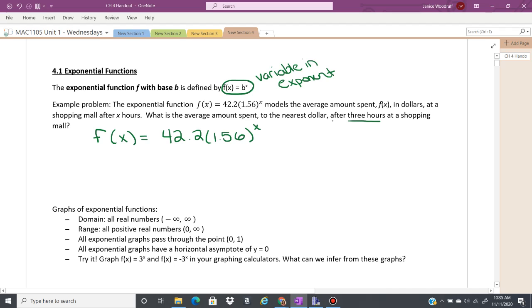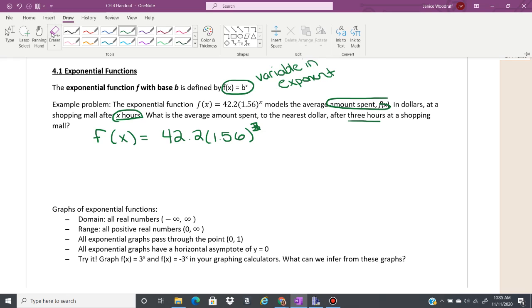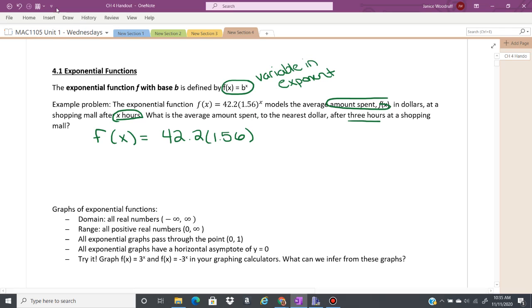Where x is going to represent hours. It says f of x is the amount spent, and then x is going to be your hours. So we are told we have 3 hours here, so we're just going to change this x to a 3. Let me get the eraser there so you can actually read that a little bit better. And then we're going to go through and do this.